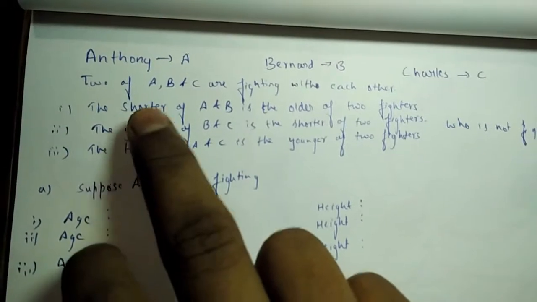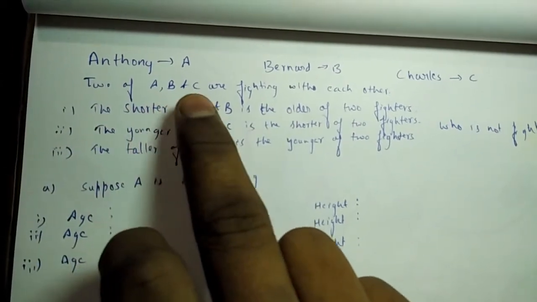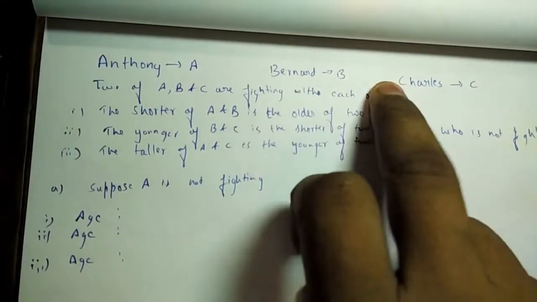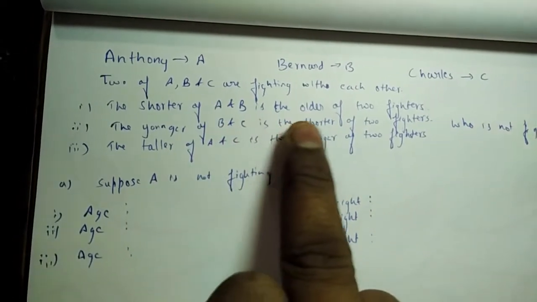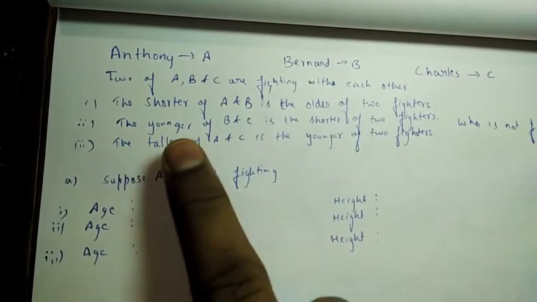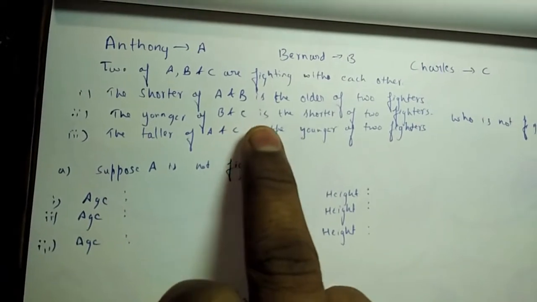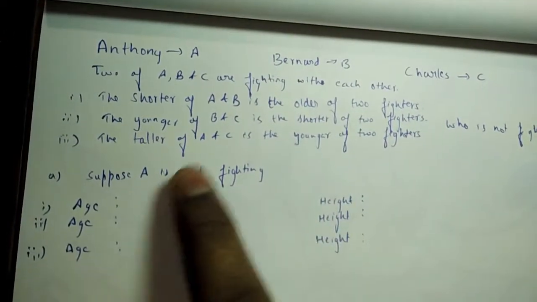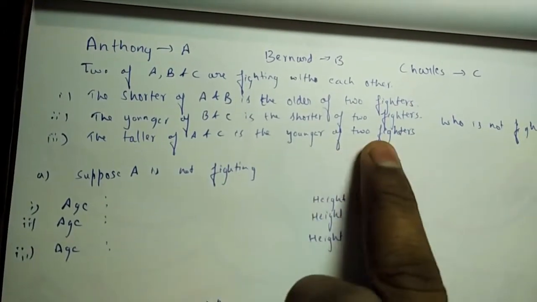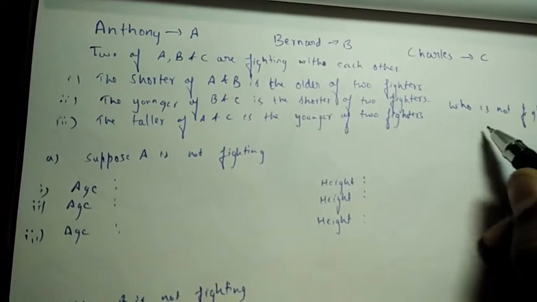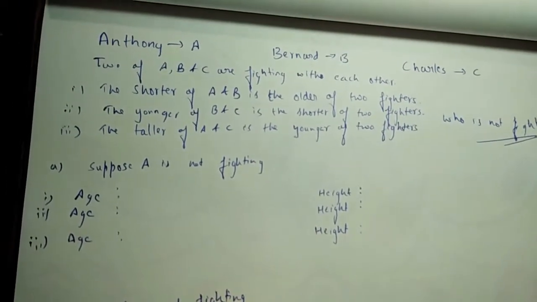Now our question becomes: two of A, B and C are fighting with each other. The shorter of A and B is the older of the two fighters. The younger of B and C is the shorter of the two fighters. The taller of A and C is the younger of the two fighters. Now the question is, who is not fighting?